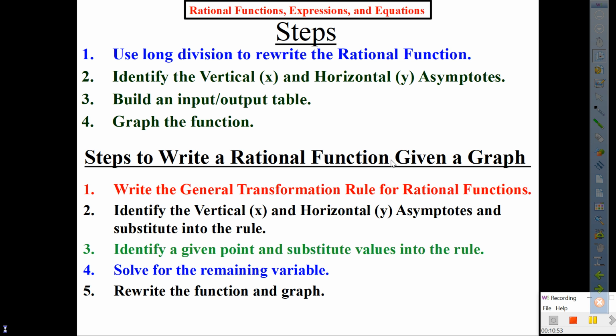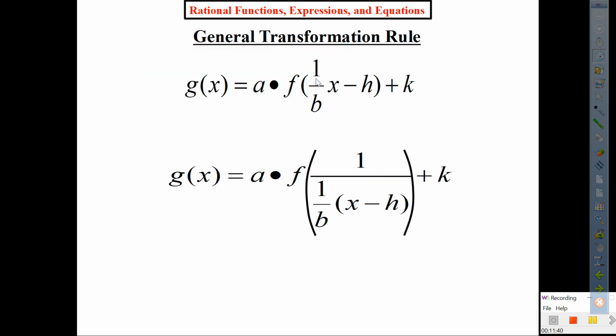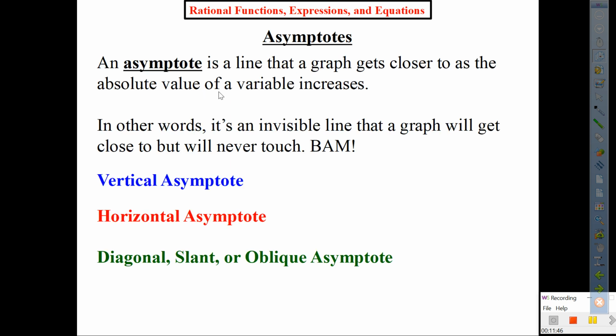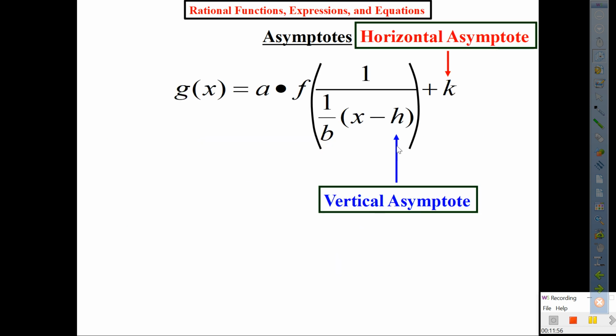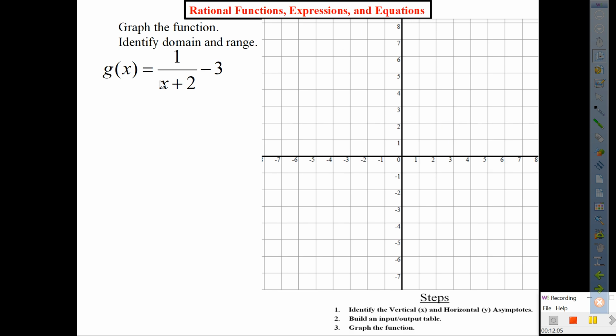Here we go. So, where have we been? Well, we talked about the general transformation rule. It went from here to here for our rationals. From there, we talked about asymptotes. We said we're working with vertical and horizontal, yes? And next week we get to the funner ones, which is diagonal, slant, or oblique. And from there we talked about that H is our vertical asymptote and K our horizontal asymptote. We did practice with that and so on and so forth, yes? And then we went and we did some of these yesterday, yes? Okay. And the day before.